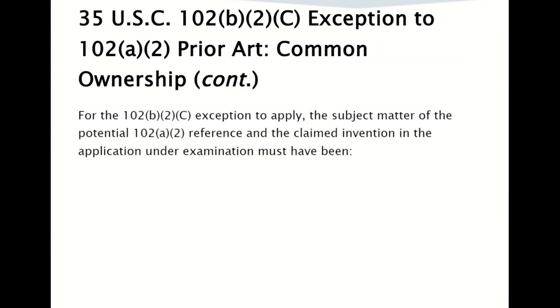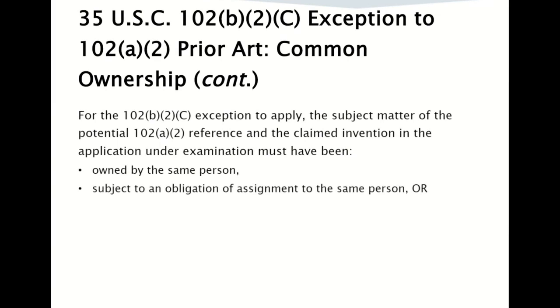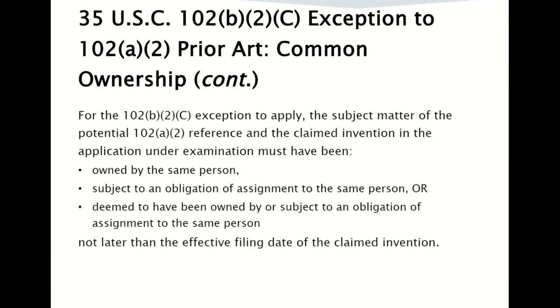In order for the 102(b)(2)(C) exception to apply, the subject matter of the potential 102(a)(2) reference and the claimed invention must satisfy one of the following three conditions not later than the effective filing date of the claimed invention. 1. Both owned by the same person, or 2. Both subject to an obligation of assignment to the same person, or 3. Both deemed to have been owned by or subject to an obligation of assignment to the same person.